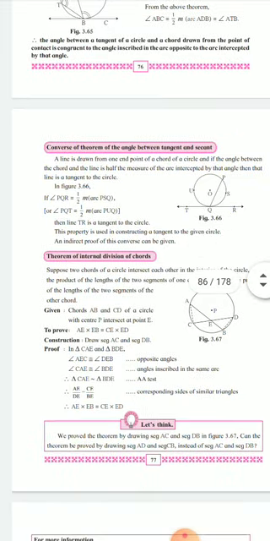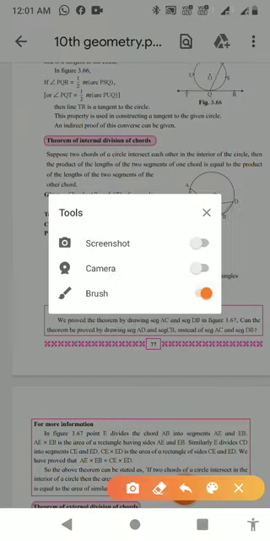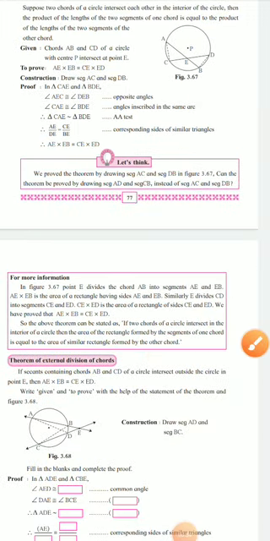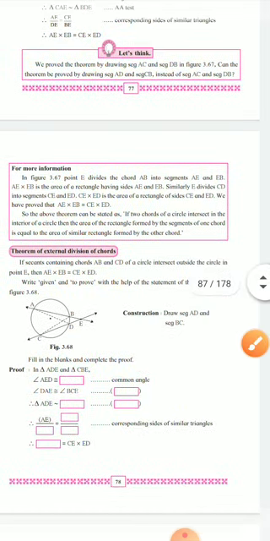Now, in this lecture we are going to start the theorem of external division of chords. The theorem and its proof are given here, but we have to put the appropriate values inside the boxes. We have to fill the boxes and complete the proof here. I will help you to complete this.